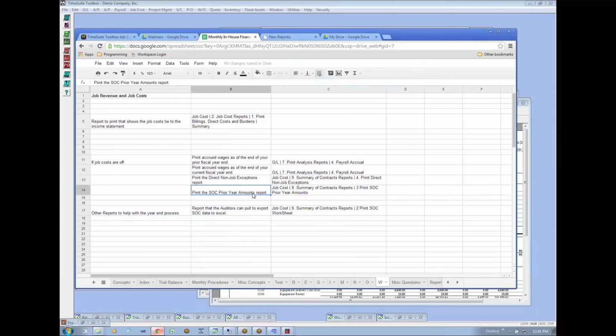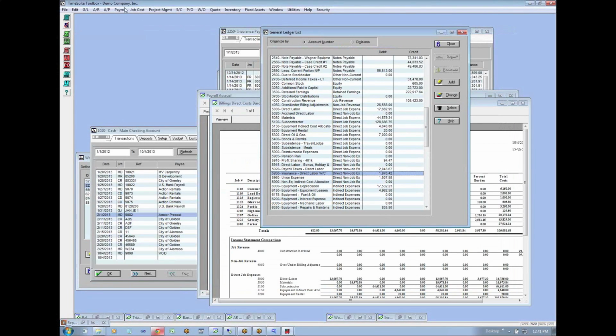Okay, so print the summary contracts, print the SOC prior year amounts report. If you're off, you might not tie into the summary contracts that are part of your audited, reviewed, or compiled financial statements. In order to tell whether you do or not, you'll print this report.